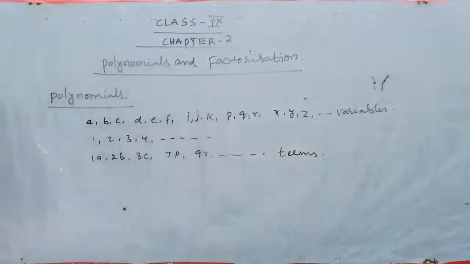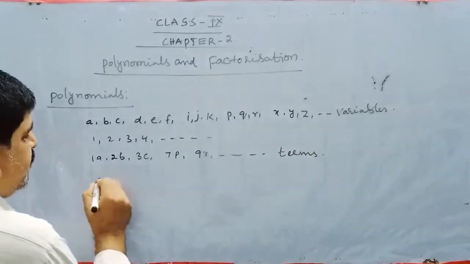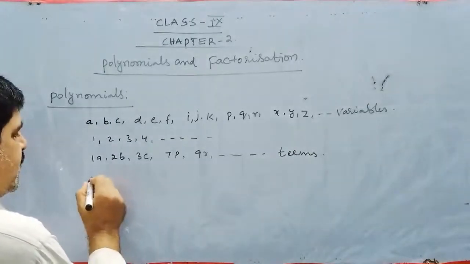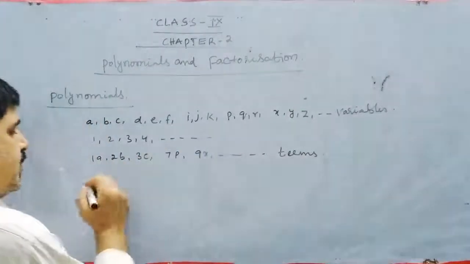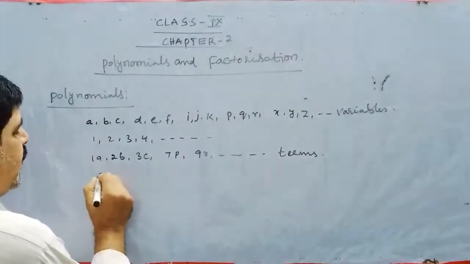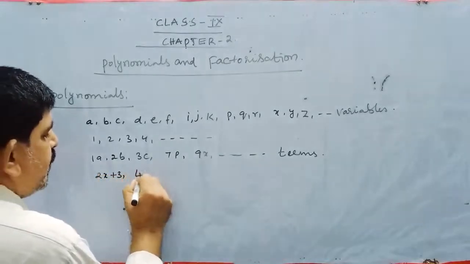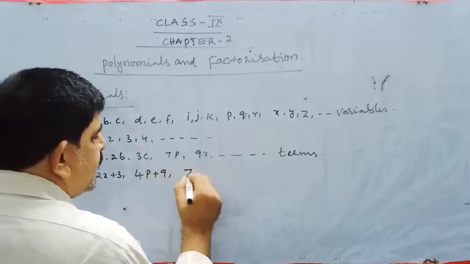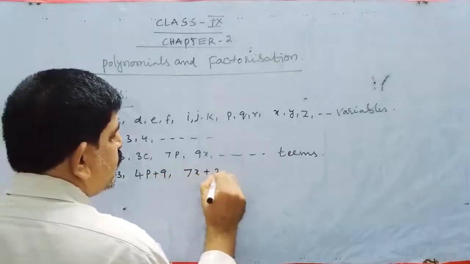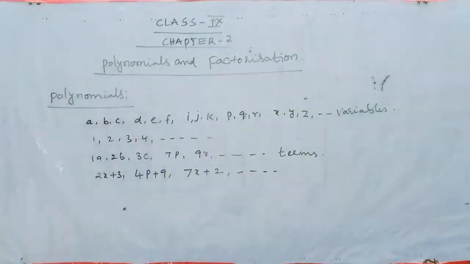Okay, next one, the combination of the terms with two or more variables is known as expressions. Suppose 2x plus 3, 4p plus 9, 7x plus 2 and so on. These are all known as expressions.